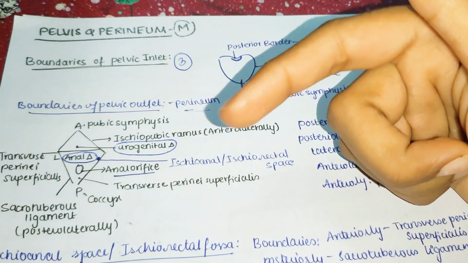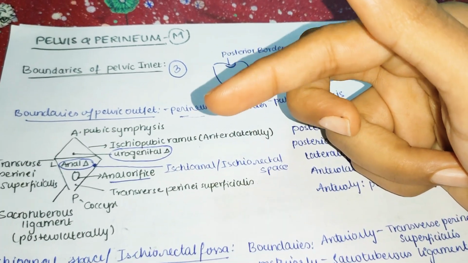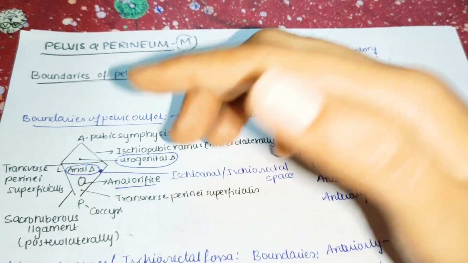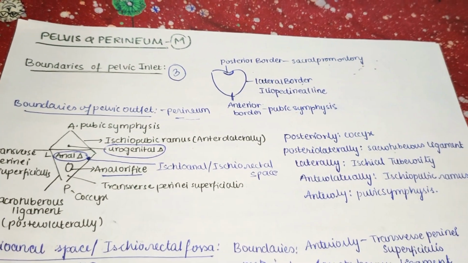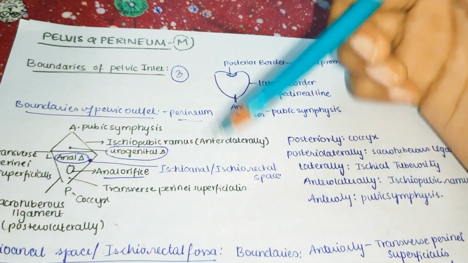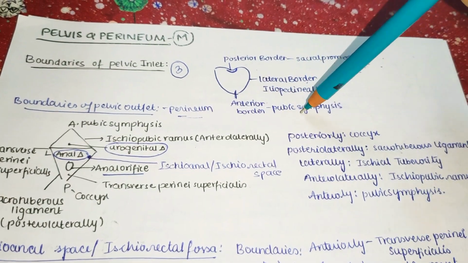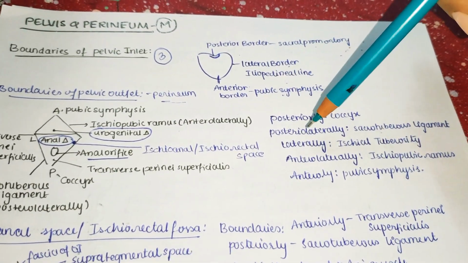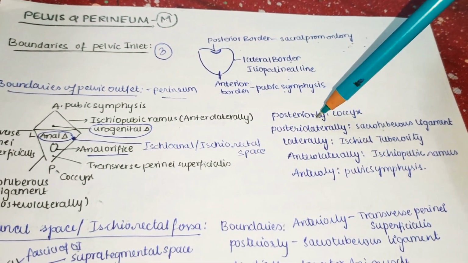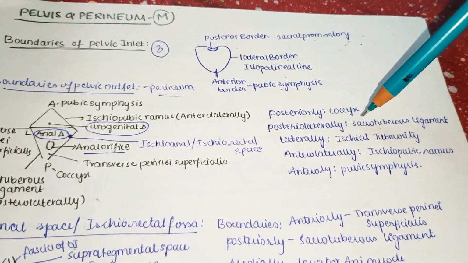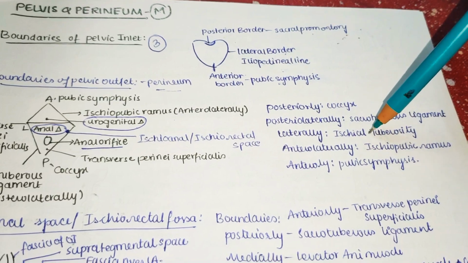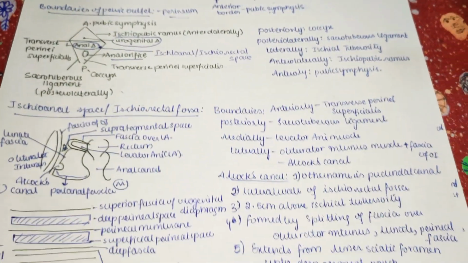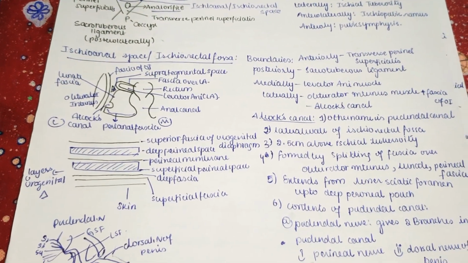Actually we have the superficial perineal pouch and the deep perineal pouch. The superficial perineal pouch contents are all the muscles and structures which are present on this superior surface. Okay, so once again let us revise the pelvic inlet and outlet boundaries. Inlet boundaries are pubic symphysis anteriorly, sacral promontory posteriorly, iliopectineal line laterally. Coming to the boundaries of the pelvic outlet: posteriorly coccyx, posterior laterally sacrotuberous ligament, laterally ischial tuberosity, anterior laterally ischiopubic ramus, anteriorly pubic symphysis.